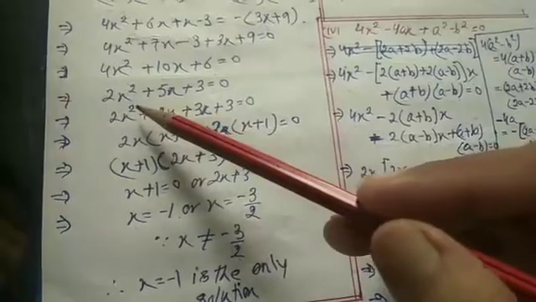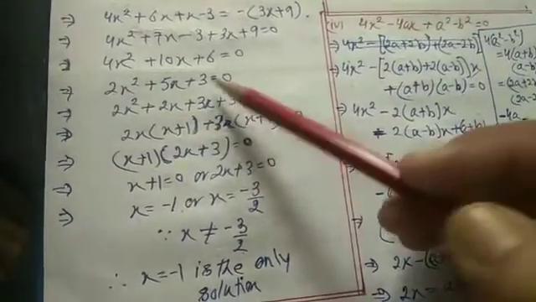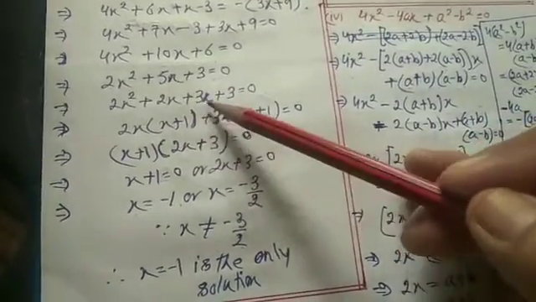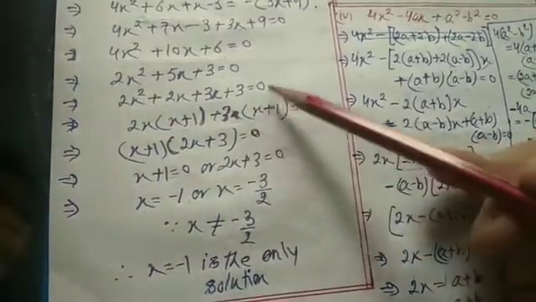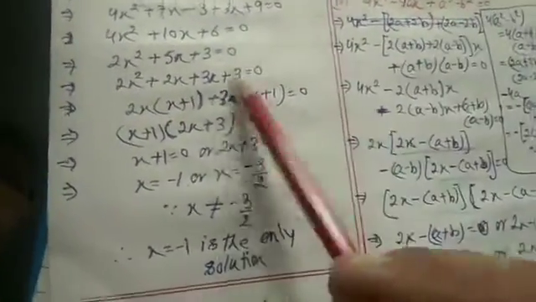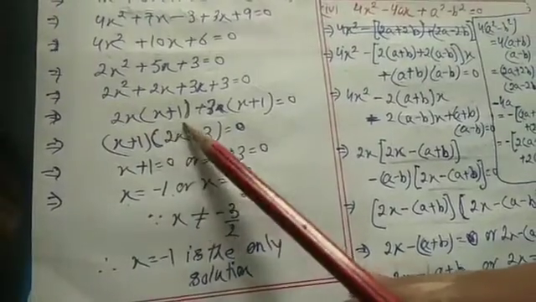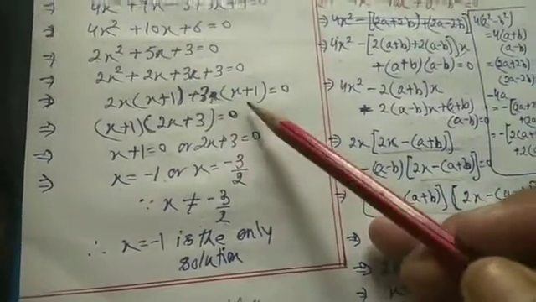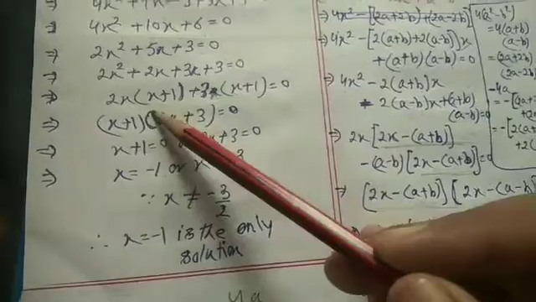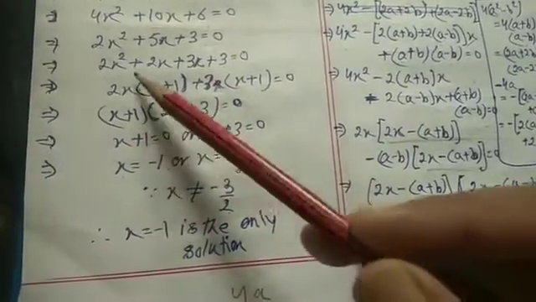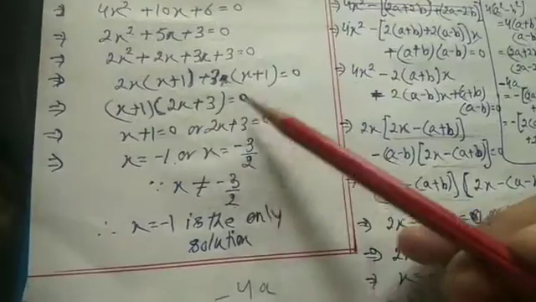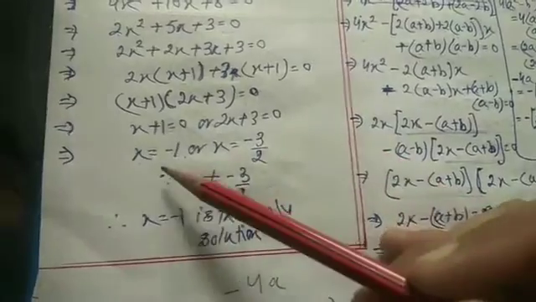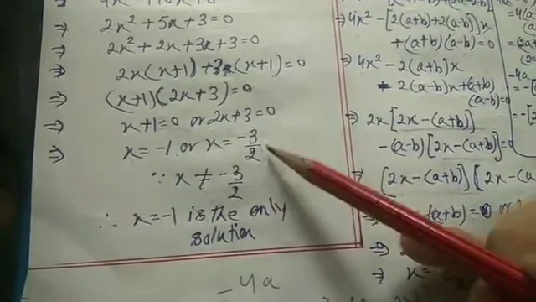See now, doing the method of splitting the middle term, we have here 2 into 3 equals 6, as well as 2 plus 3 equals 5. So splitting 5x into 2x and 3x, we have 2x square plus 2x plus 3x plus 3 equals 0. Now taking common from the first and the second term, we have 2x common, so the remaining term is x plus 1. Here 3 is common, so the remaining term is x plus 1. So now we have x plus 1 taken as common. Now the remaining term is 2x and plus 3, so 2x plus 3 equals 0. It means either x plus 1 equals 0 or 2x plus 3 equals 0. It means x equals minus 1 or x equals minus 3 upon 2.